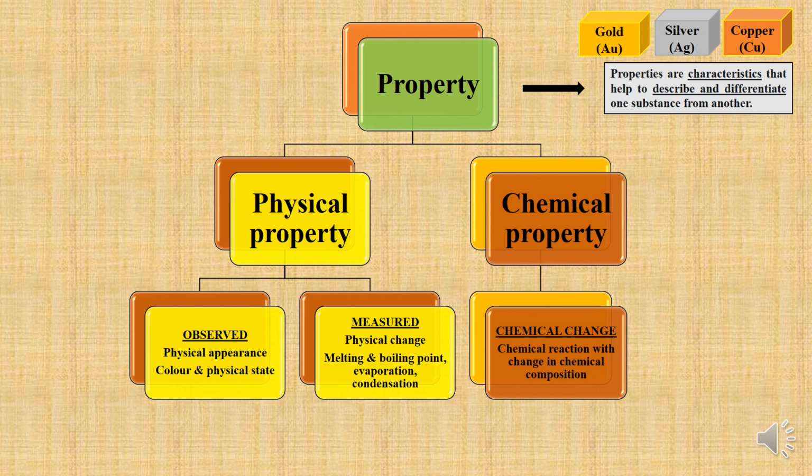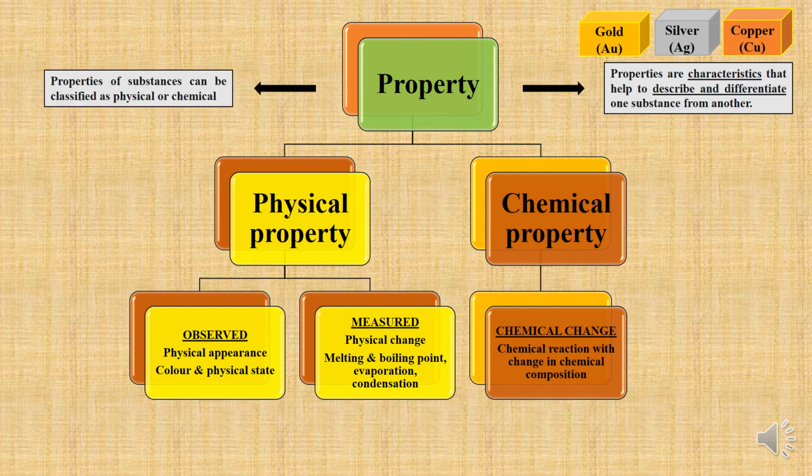One can describe and differentiate these three metals from one another based on their physical appearance as well as the physical change that they undergo on heating at high temperature. I am referring to the melting point here. These three metals have their own characteristic melting points and they melt at a particular temperature. So one can describe and differentiate these three metals based on their physical appearance as well as the physical change that they undergo when subjected to melting.